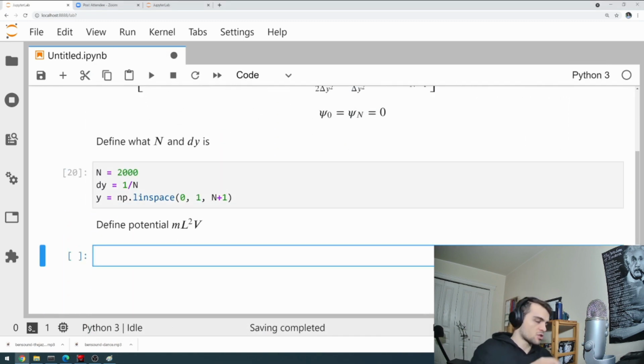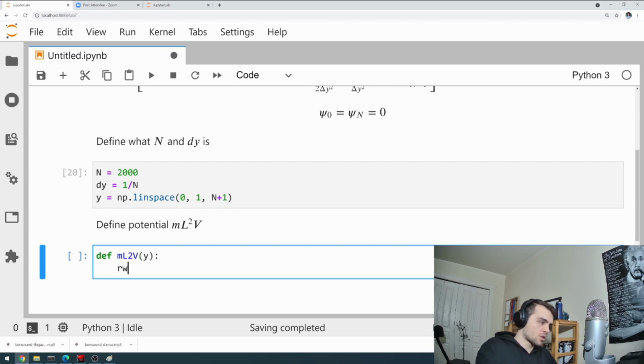So let's define our potential. Remember, we have to define ml squared times v. So I'll write it like this. It's a function of y. And we'll return, I'm going to say, a quadratic potential that's centered in the middle of 0 to 1. So I have to multiply it by x minus 1/2 squared.